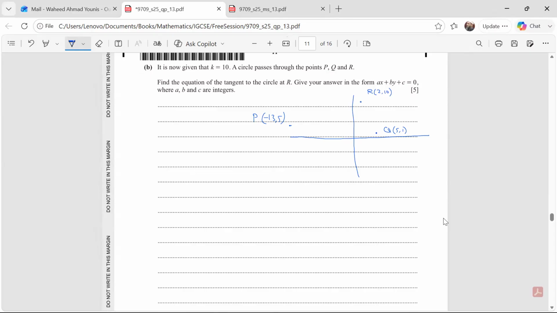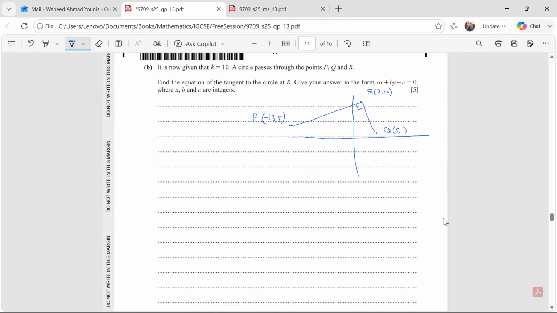Okay, so these are the 3 points. And we know that the line joining these, it is a right angle here, right? Now find the equation of the tangent to the circle, assuming that there's a circle passing through PQR, and tangent to the circle at R. So we have to find the equation of the tangent to the circle at R.